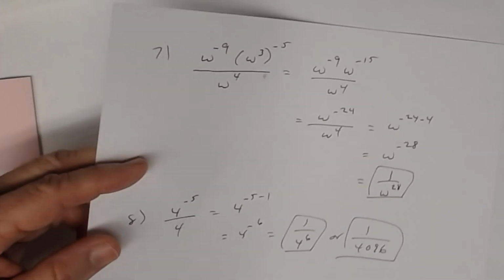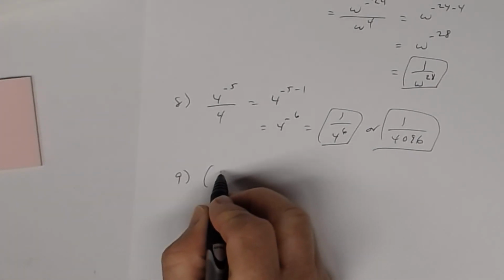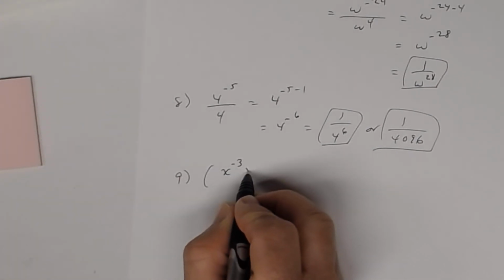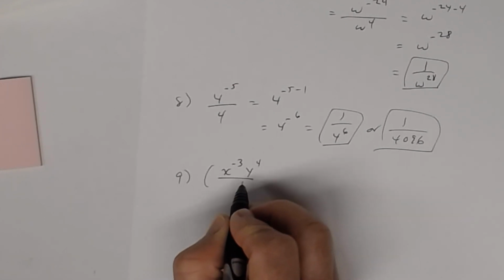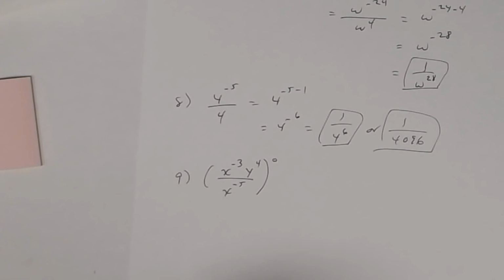Number 9, let's look at number 9. Number 9, we have x to the negative 3rd, y to the 4th, divided by x to the negative 5th, all raised to the 0 power. So that's what I have.